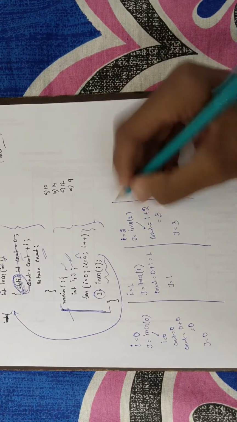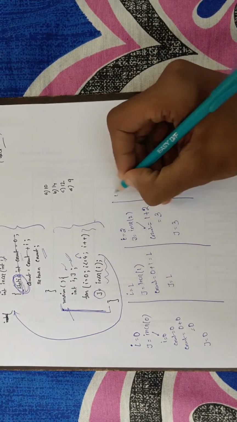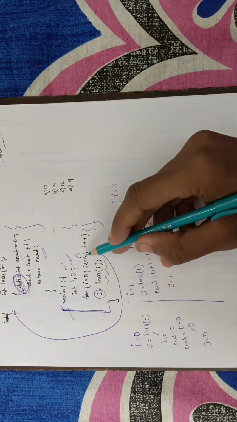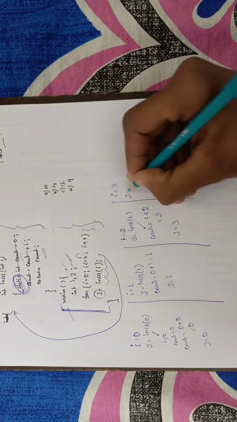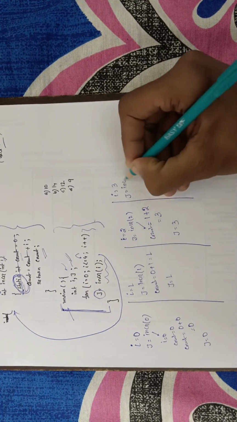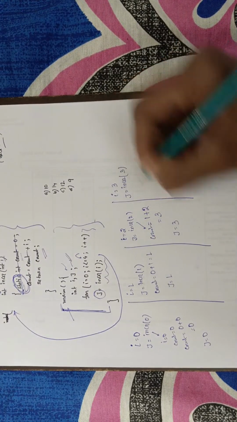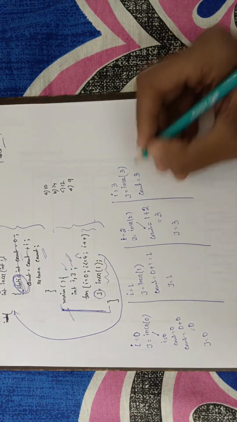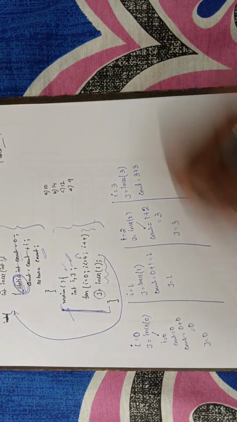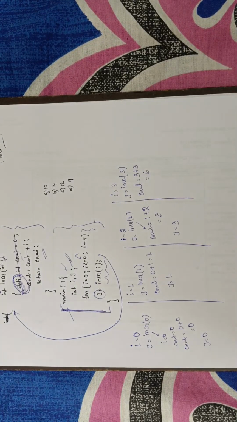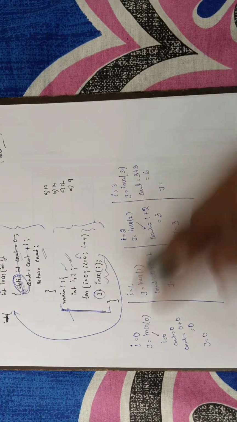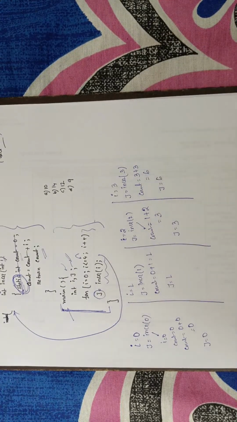Now the i value is incremented to 3. So 3 is less than or equal to 4. Yes, it is also true. So j is calling the function incr of 3, and then the count value is incremented with count previous 3 plus the i value 3. So the count value is incremented to 6, and then the 6 value is returned to j. So j is taking the 6 value.